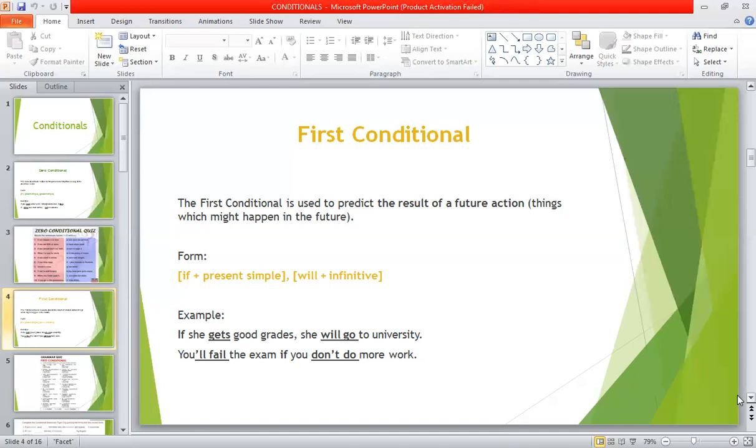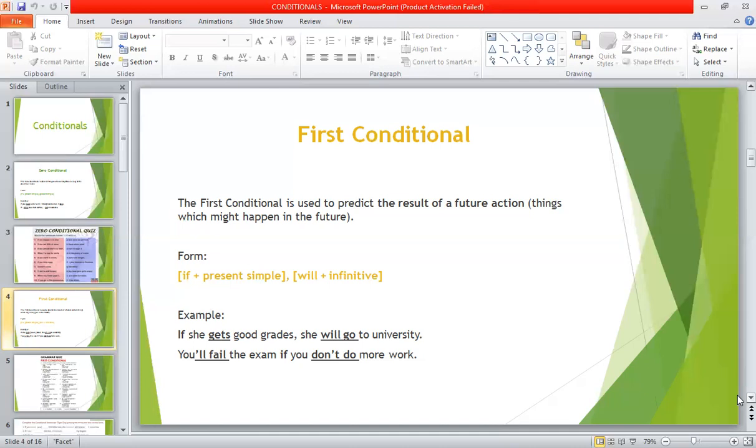Here again, present simple. We use present simple in one part of the sentence, and the other part of the sentence is will plus infinitive. Why? Because this is possible. If you don't work, you will fail the exam. This is possible, of course. So here we talk about something possible to happen in the present or in the future. So we use first conditional.